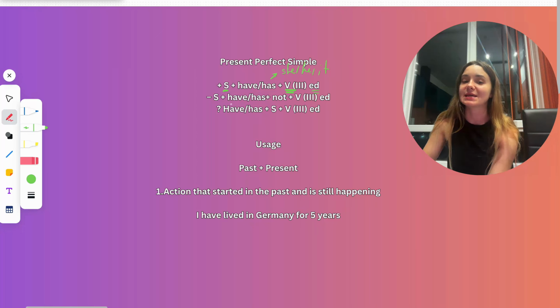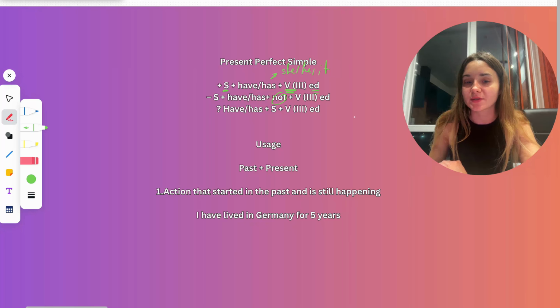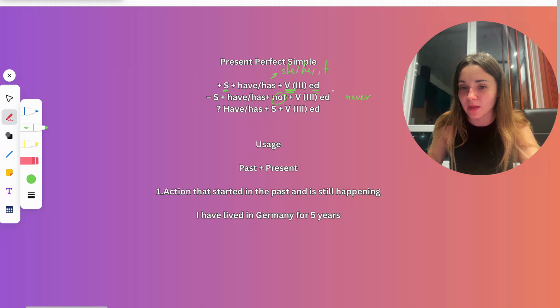And then to build the negative sentence, we use everything the same, basically subject, have or has, plus not, plus the verb with ed or of the third column. But now in present perfect, there is not only one way to build a negative sentence, there is something else we can use. And this something is the word never. So we can either say, I have not done that before. Done is the third column of the word do. Or we can say, I have never done that.